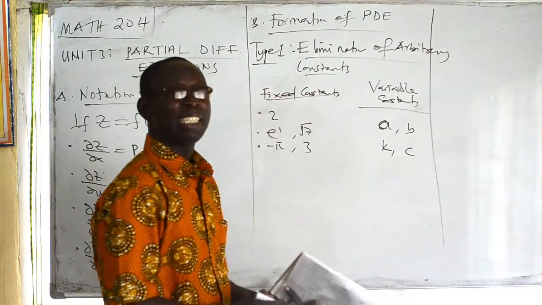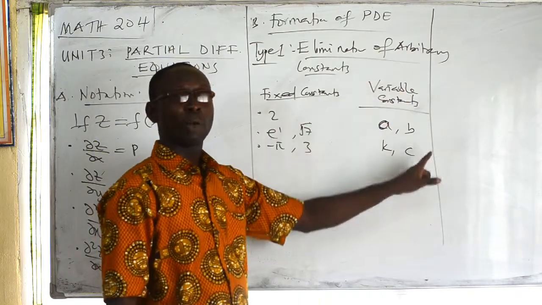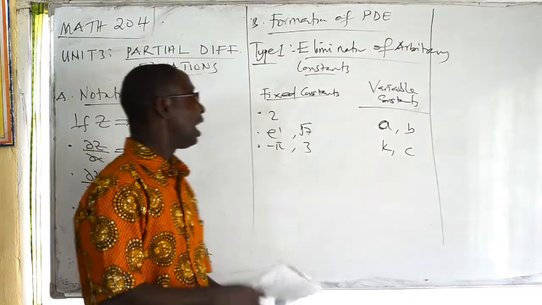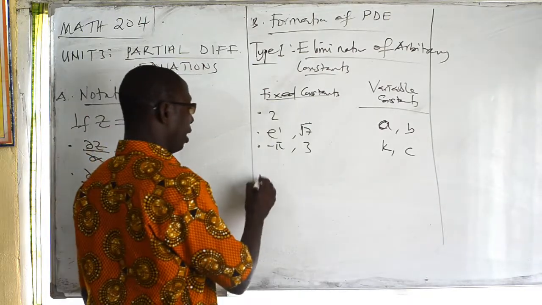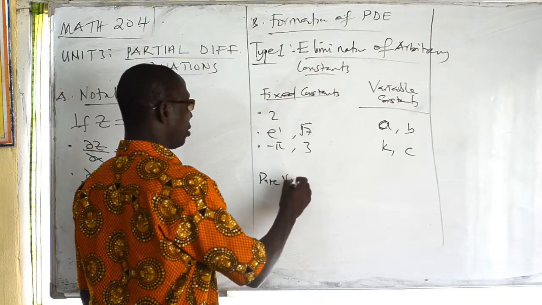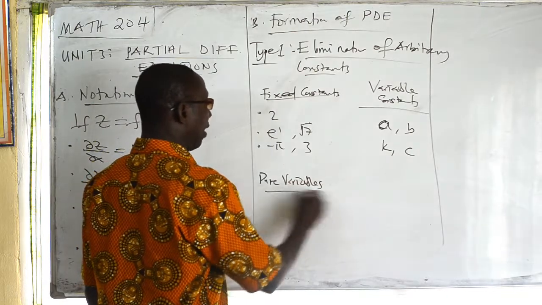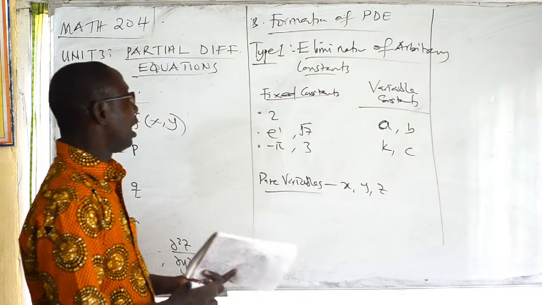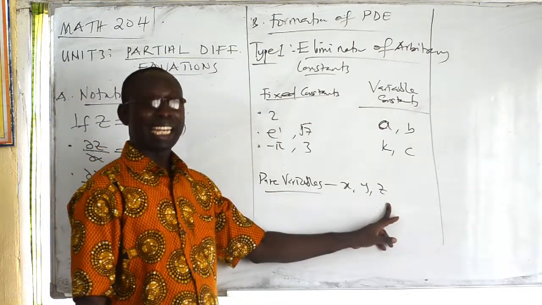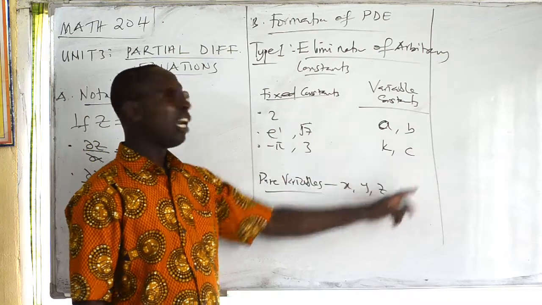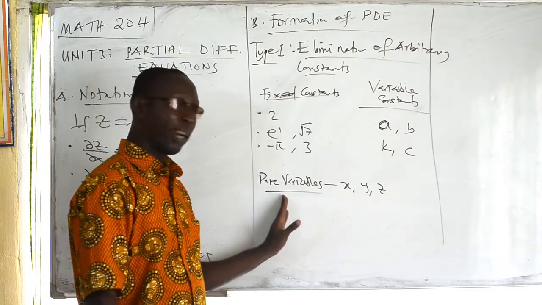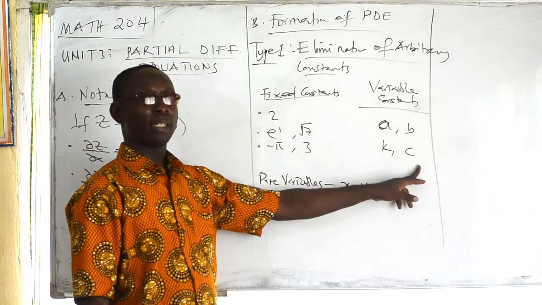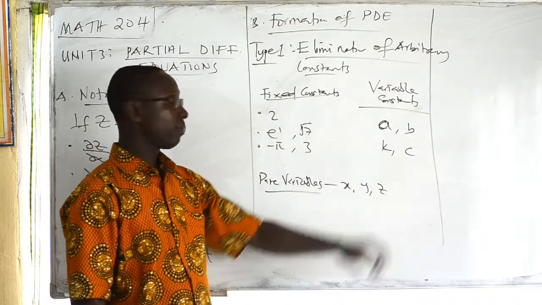You know the C in integration. Anytime we integrate and we put a constant C, it's a variable constant. Then we have pure variables. In our case, it is x, y, z. Apart from x, y, z representing pure variables, any English letter of the alphabet is a variable constant.